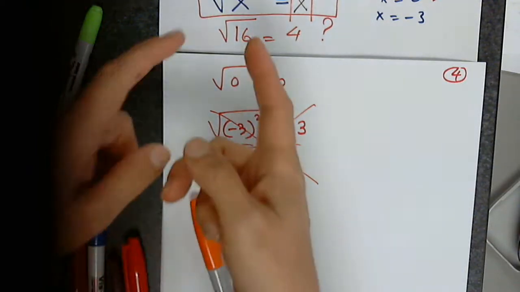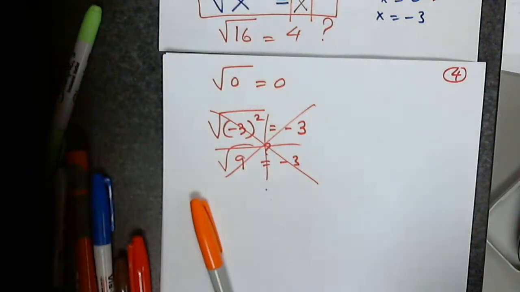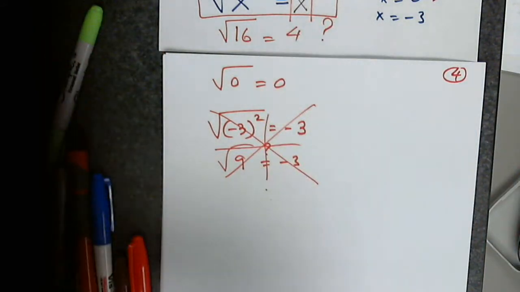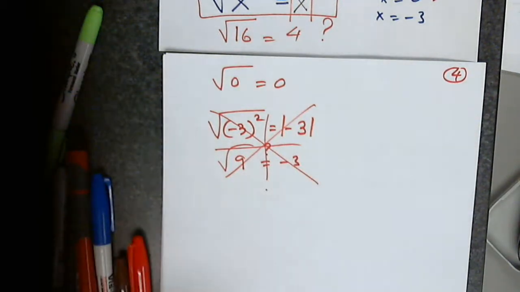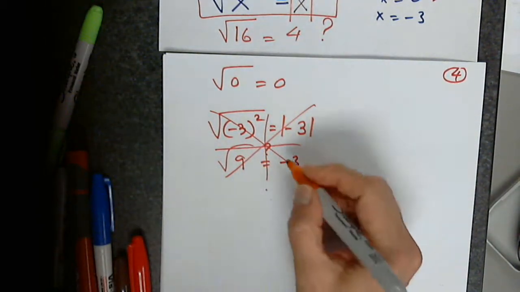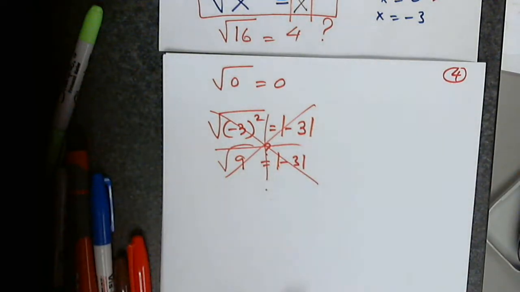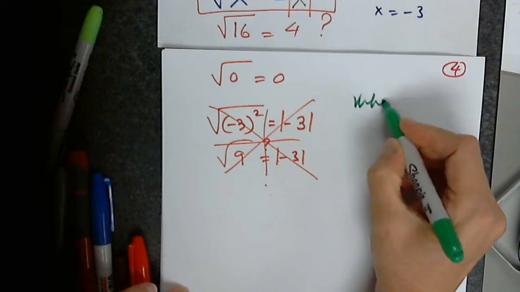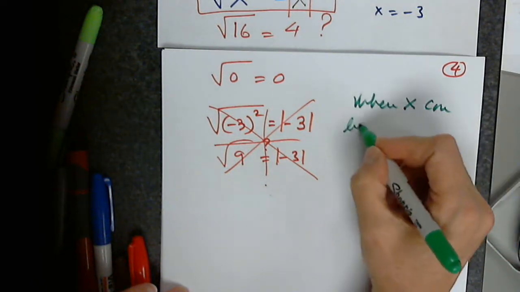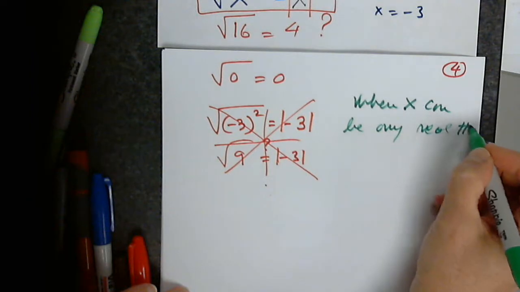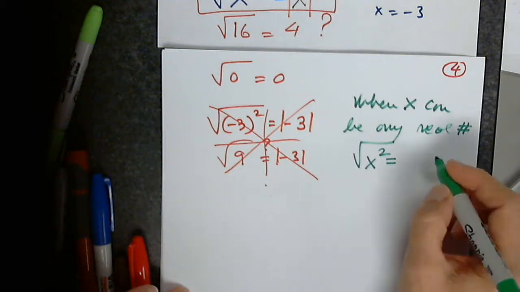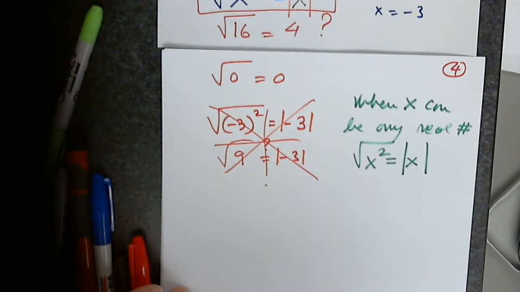True. So now, this is true for any real number. It's definitely true for 4. It's definitely true for 0. And will it definitely be true for negative 3? Of course. Because the left-hand side is the square root of 9, which is 3, and the right-hand side is 3 as well. So, the correct relationship is when x can be any real number, the square root of x squared is not plain x. It must be the absolute value of x.